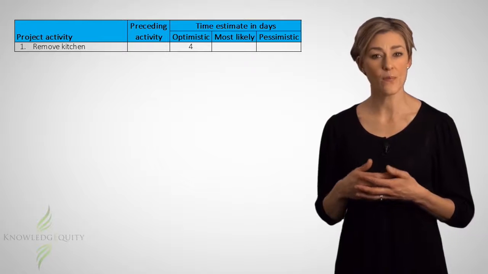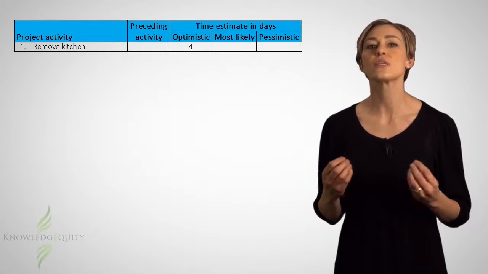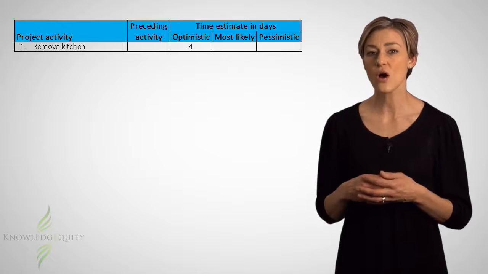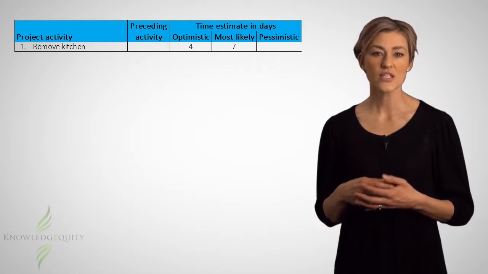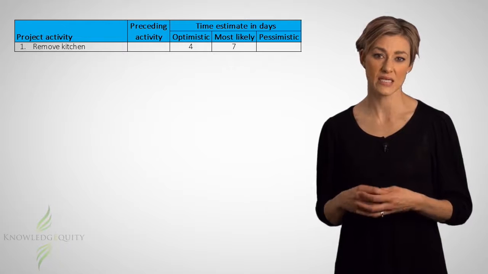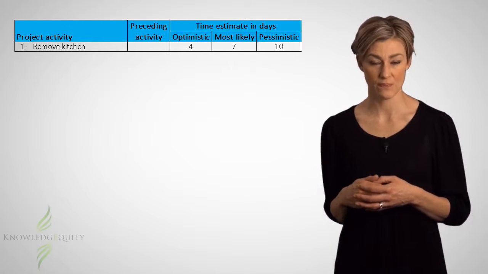For this activity, the optimistic time estimate is 4 days. This will happen if everything goes very smoothly, but things often take longer than planned and mistakes or other problems may arise. So the most likely estimate is 7 days, and if things go horribly wrong, the pessimistic estimate is 10 days. 4 plus 4 times 7 plus 10 gives us 42. We divide this by 6 and get an estimated time of 7 days.